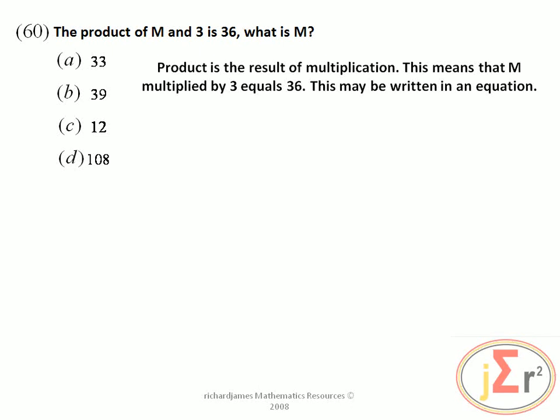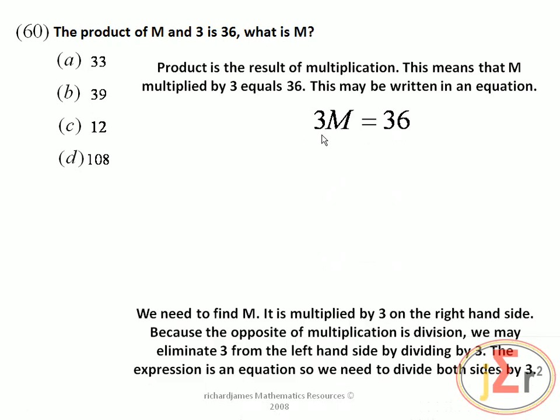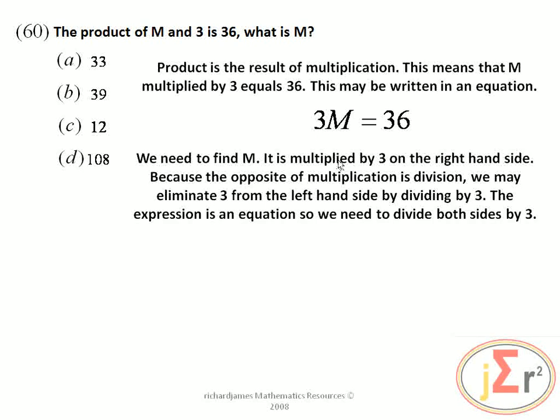This means that m multiplied by 3 equals 36. This may be written in an equation. What do we do now, Jerry? Don't be one-track minded telling me to add and subtract again, because on this side we have 3m. So 3m means 3 multiplied by m. And if we are multiplying here, how do we eliminate the 3? What is the opposite of multiplication? Division. Right. Therefore, we are going to divide by 3 on the left-hand side.